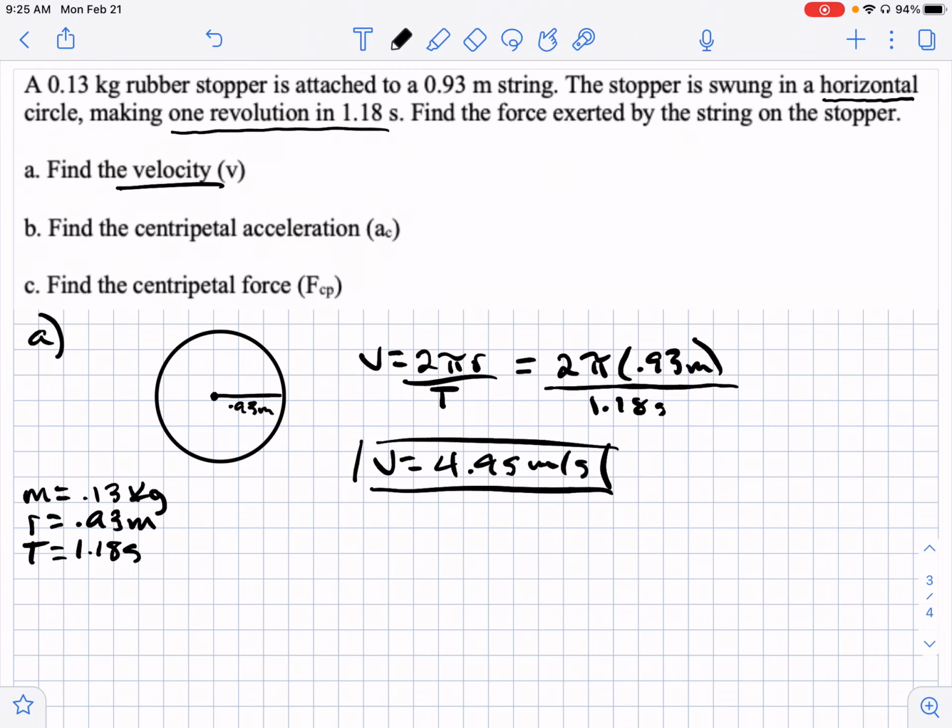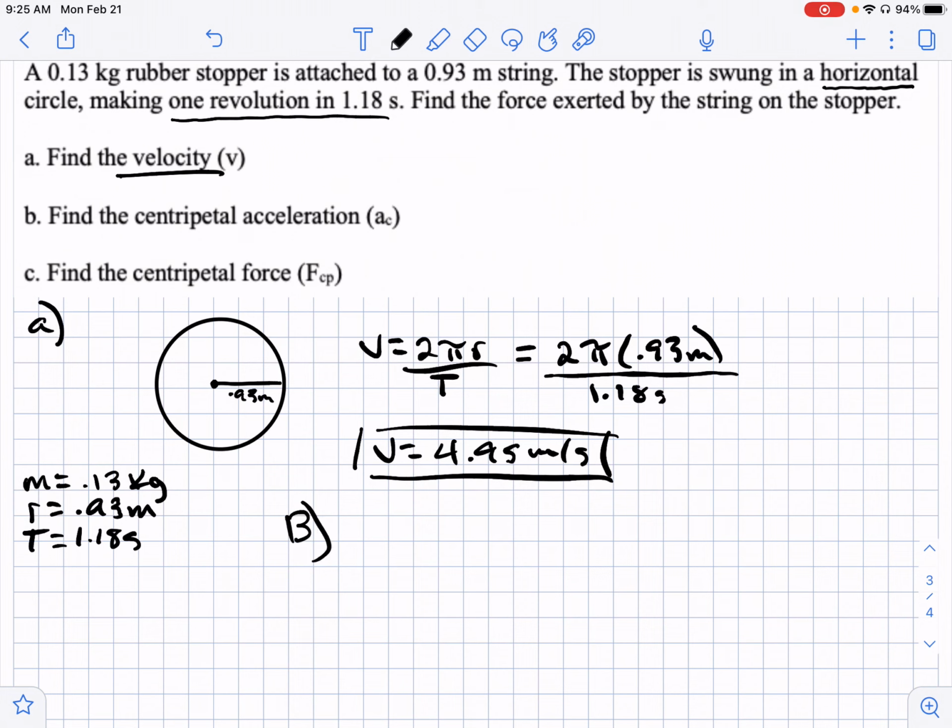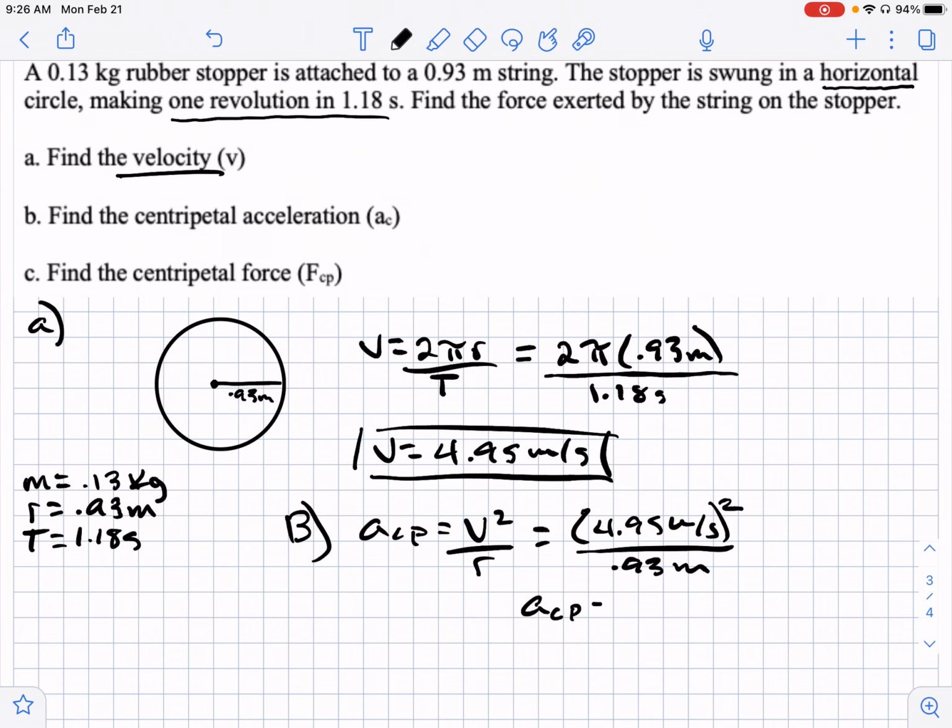And then part B, we're asked to solve for the centripetal acceleration. So we'll just make B right here. Your centripetal acceleration is equal to v squared over r. We just solved for our velocity, so 4.95 meters per second, divided by the radius, which is 0.93 meters. And don't forget to square this here. When you plug that in, you should get a centripetal acceleration equal to 26.3 meters per second squared.